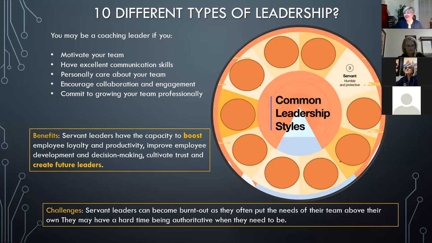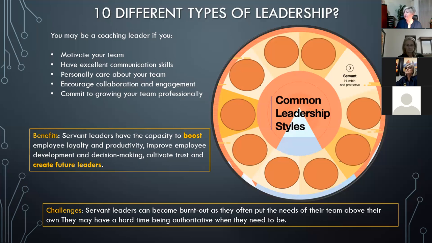Yes. Thanks. Okay. So servant leaders can become burnt out, as they often put the needs of their team above their own, and they may have a hard time being authoritative when they need to be. Just because you might be a servant leader, you can still be an authoritative leader as well. If you've got a very strong personality, for example a D personality profile, you can still be a servant leader. Being authoritative wouldn't factor in, because you know when to say yes, when to say no, and how to get everybody's ducks in a row, but it's the way in which you say it. That's where the servant leadership comes out.